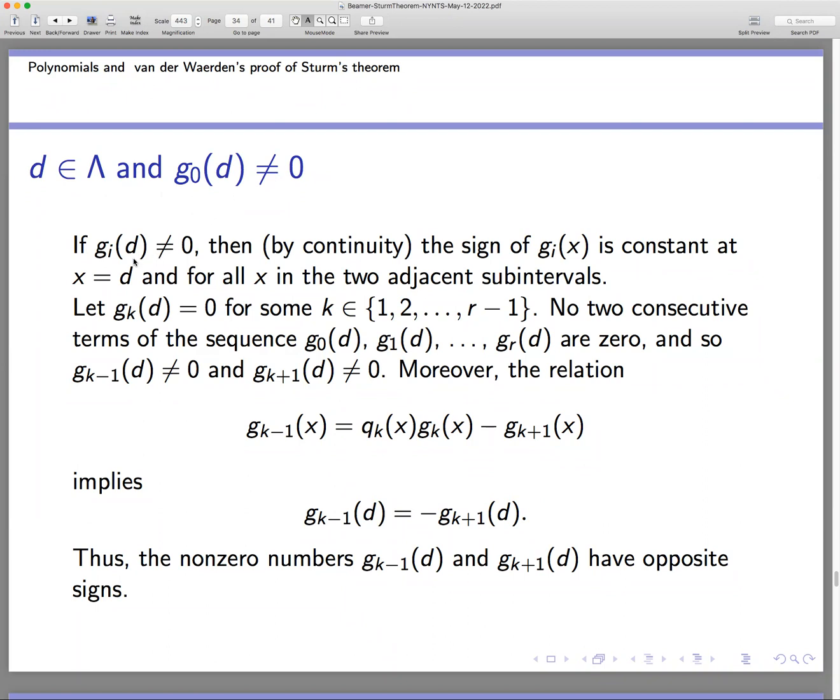But if G_i of d is 0, that means, let's say it's positive, so the sign is constant at d and a little bit to the right and to the left in those adjacent subintervals. In each of those subintervals, the sign never changes because the polynomial is never 0. So if G_i of d is 0, then the sign is constant at x equal d and for all x in the two adjacent subintervals.